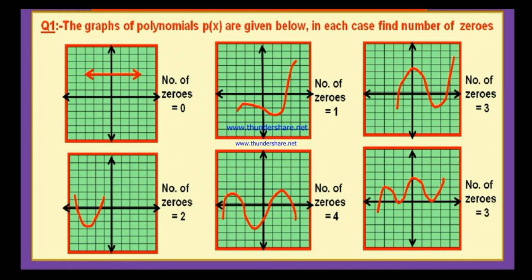Now, what can you conclude from this? You should understand that the number of zeros of any curve is equal to the number of points at which the curve intersects x-axis.